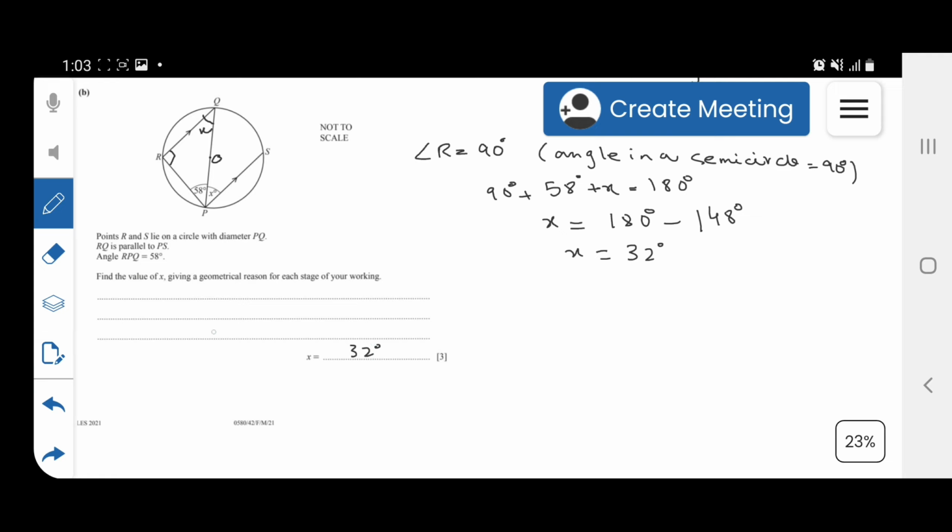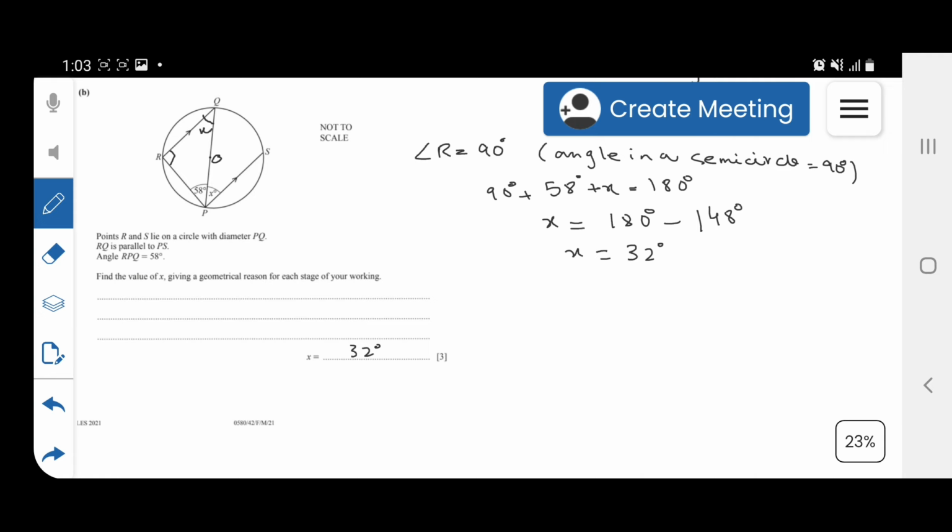And also the lines are very narrow, so I am not writing over here. You have to write the steps over here, okay, because they want a geometrical reason for each stage. So here you are going to solve it step by step in the given lines, and then you are going to write that X equals 32 degrees. So this is question number 3, part B.